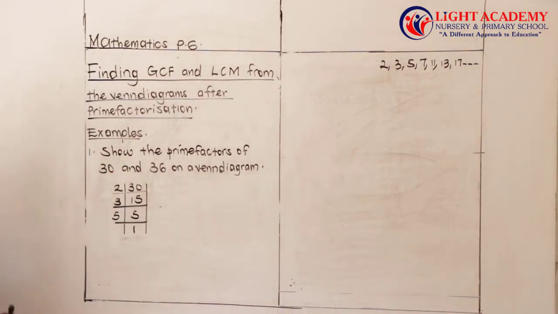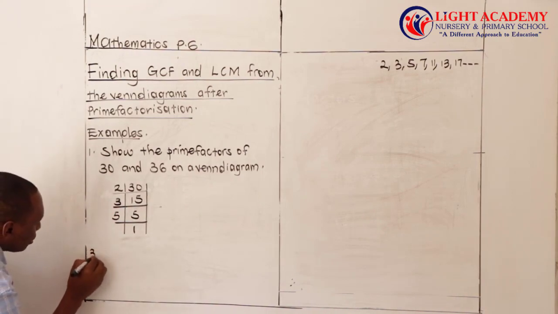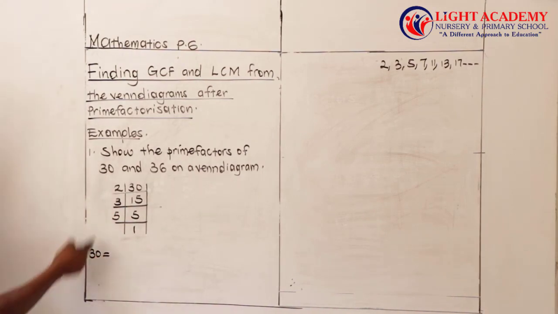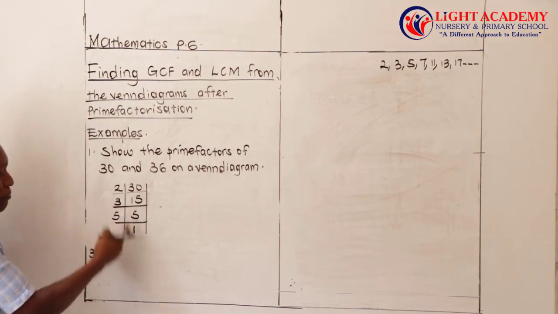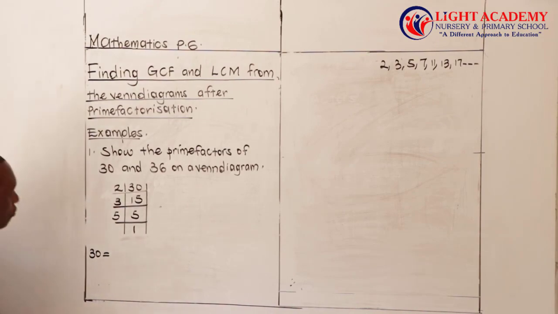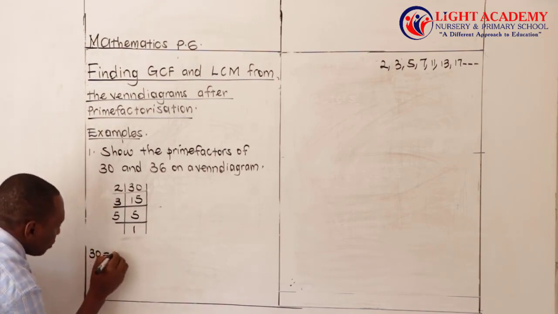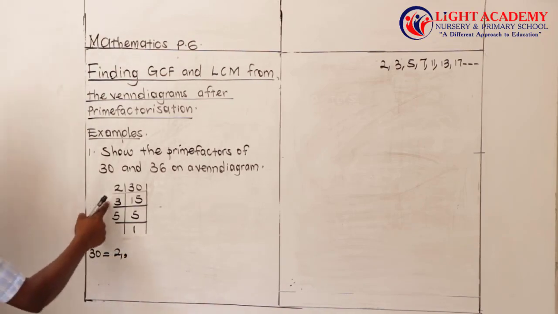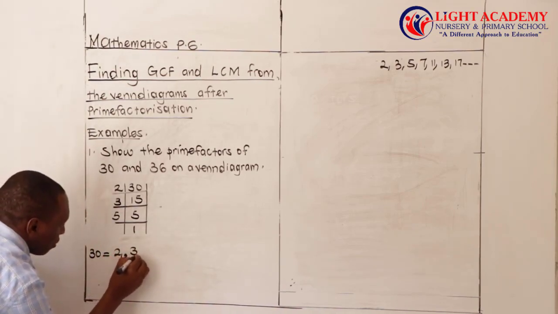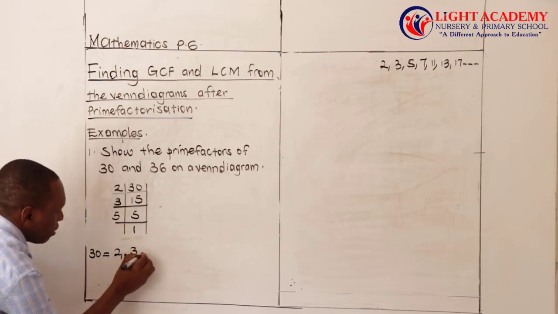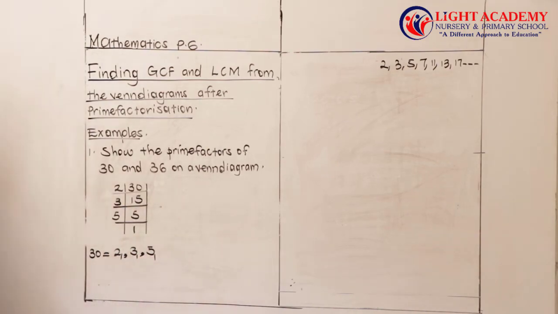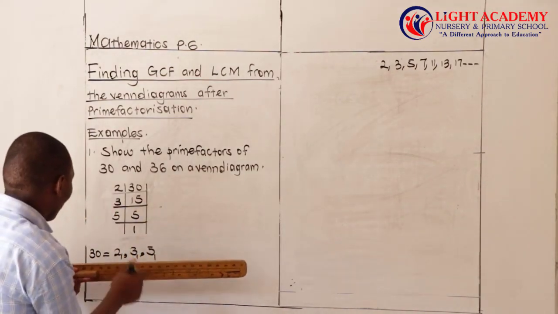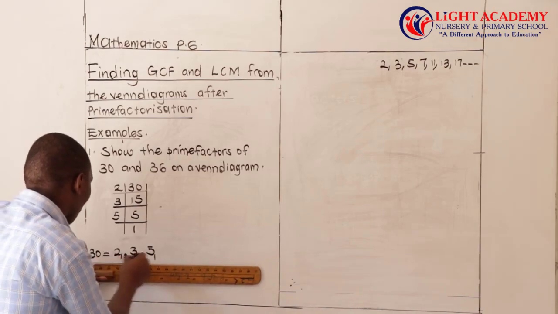prime factorized. Therefore, I will simply say 30 is equivalent to, I'm going to write the prime factors using the subscript form. 2 is appearing for the first time, so we shall have 2 to subscript 1, comma. Then 3 is appearing for the first time, so 3 to subscript 1. Then 5 is appearing for the first time, I'm going to say 5 to subscript 1, right? So I've gotten the prime factors of 30.